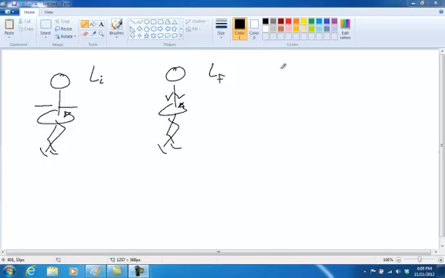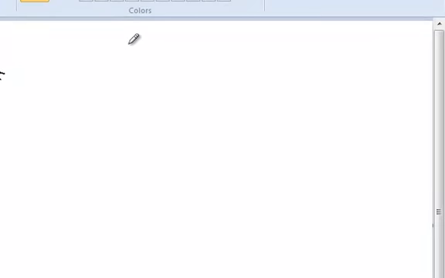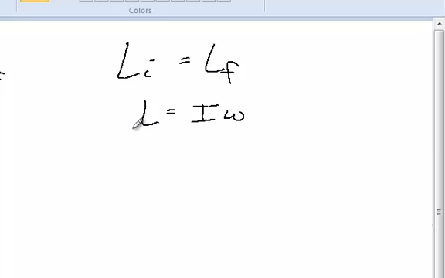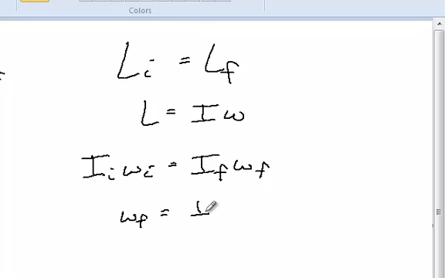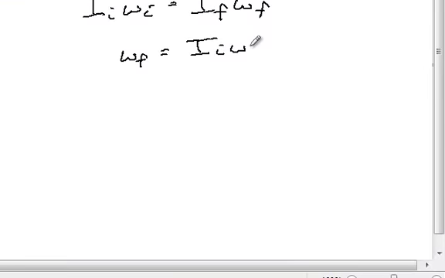Just like linear momentum, angular momentum is also conserved. So we can say that the initial angular momentum is equal to the final angular momentum. Angular momentum by definition is moment of inertia times the angular velocity. So we make some substitutions and we get the initial moment of inertia times omega I is equal to the final moment of inertia times omega F. If we solve for omega F, she now has moment of inertia initial, omega initial divided by moment of inertia final. Now why is this important and why does this matter?